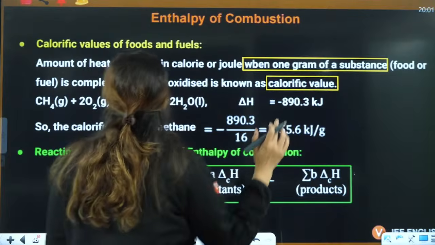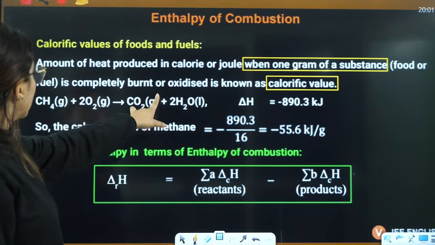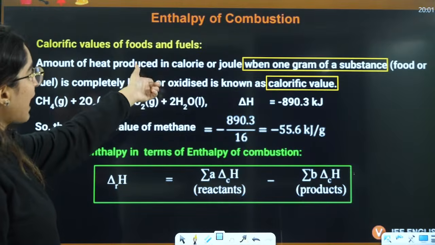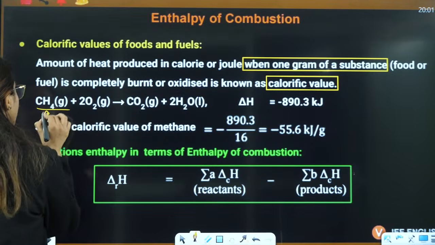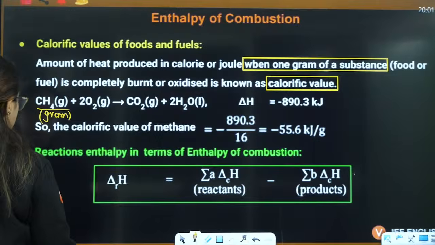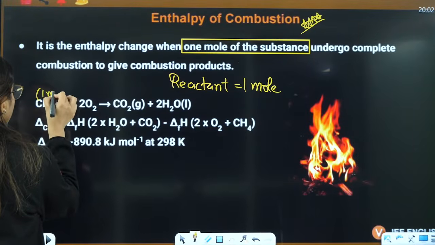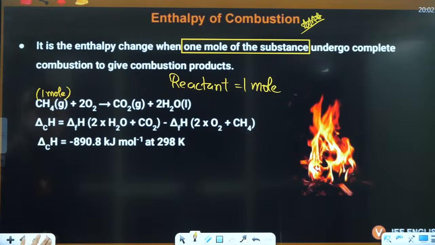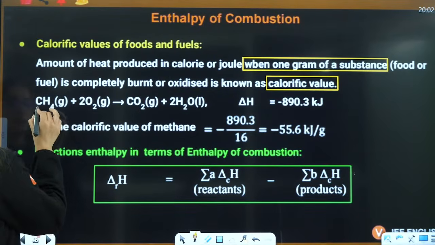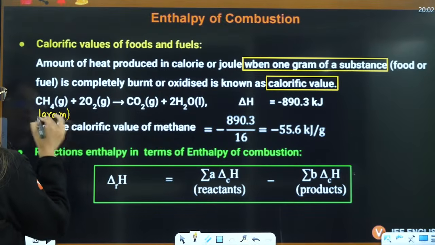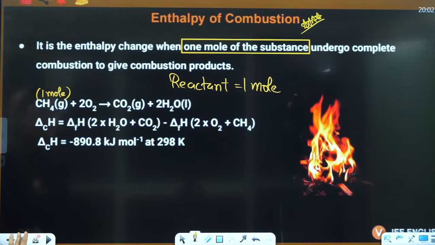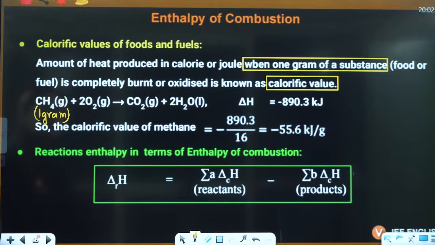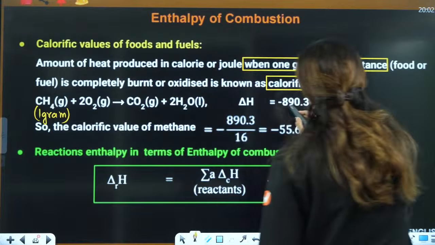When 1 mole of a substance is burned, we say the amount of heat produced in calories or joules is the enthalpy of combustion. Here I am saying this is 1 mole. Here I am saying this is 1 gram. 1 gram of a substance, that is called the calorific value.